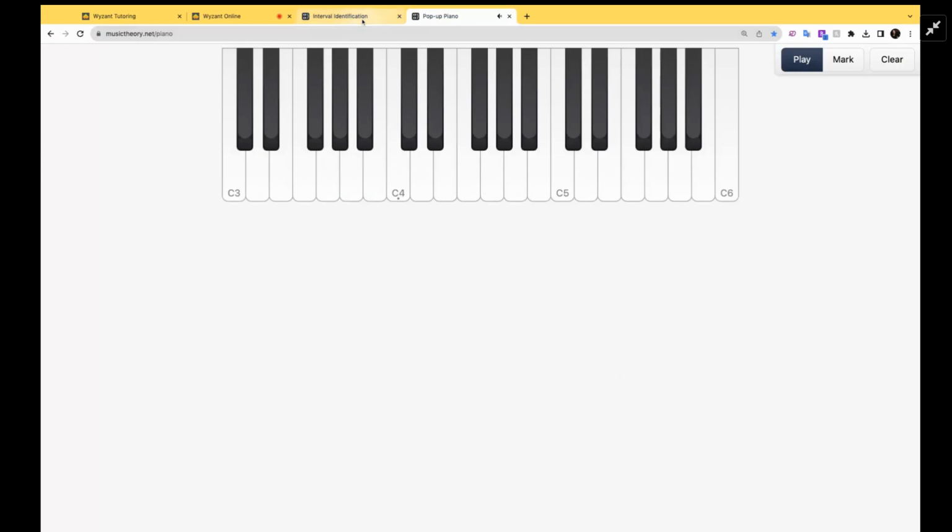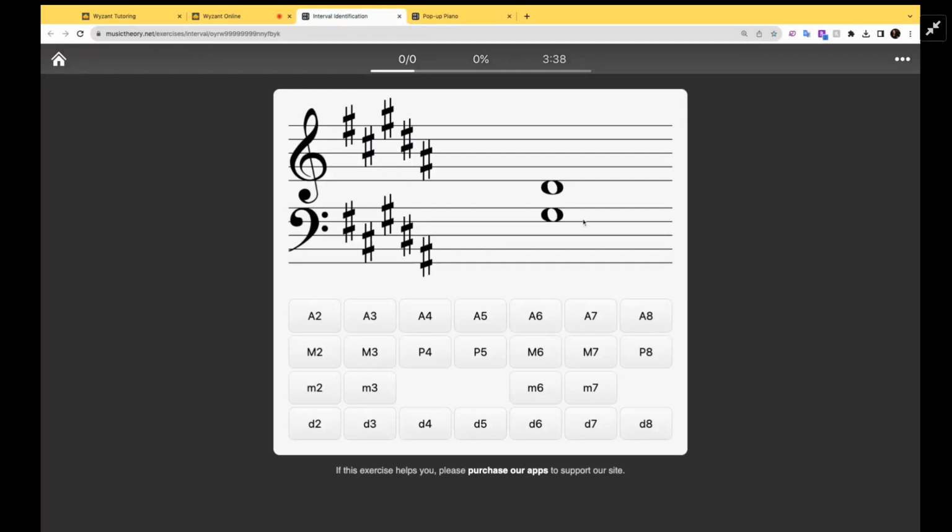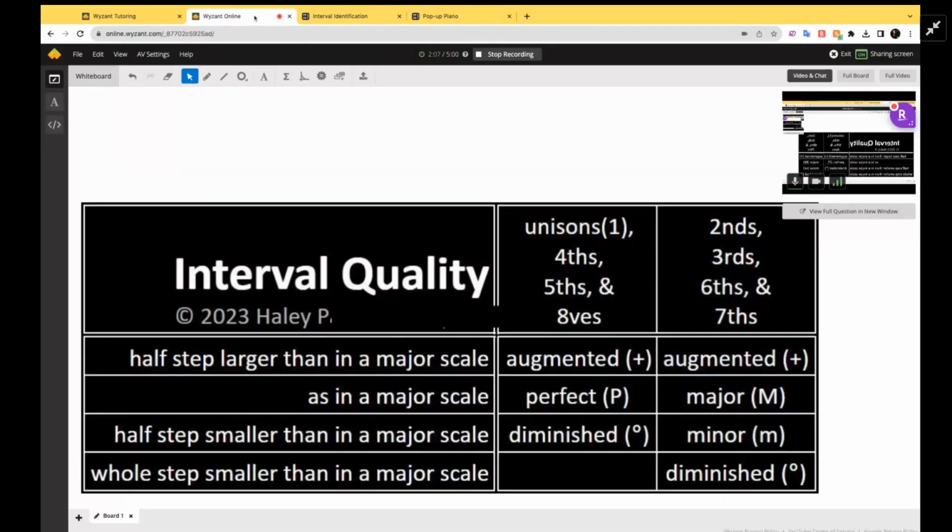Now let's compare that to the note we have here. It is in fact a D sharp, as you can tell from the key signature. Therefore, this perfectly matches the fifth in the major scale. So we can tell that because it matches a major scale, it is a perfect fifth.